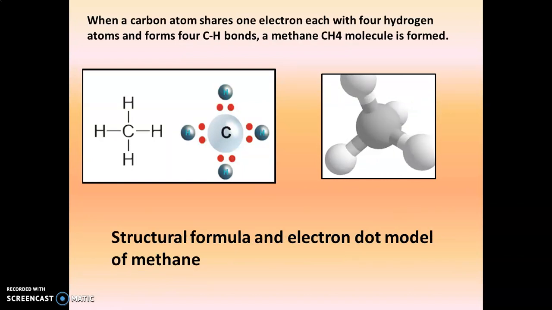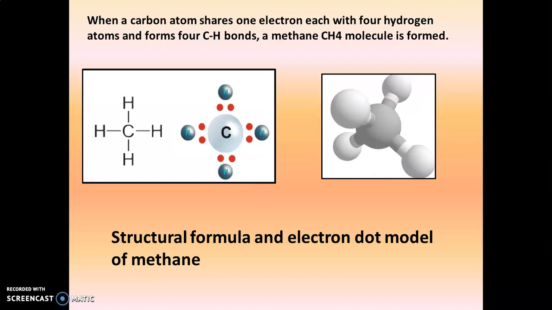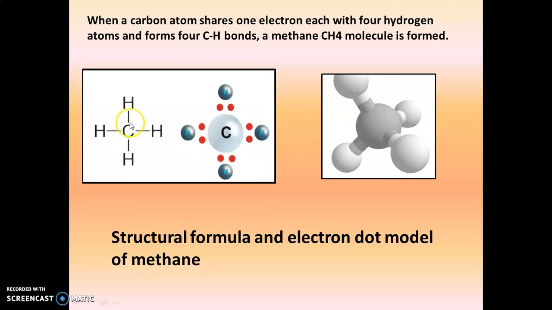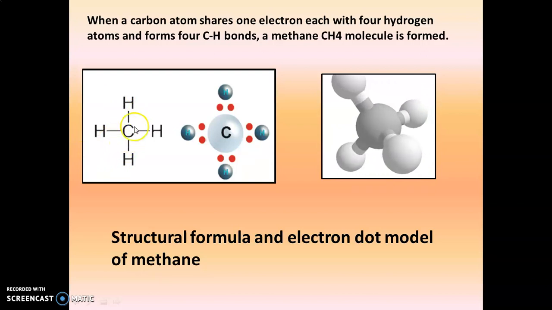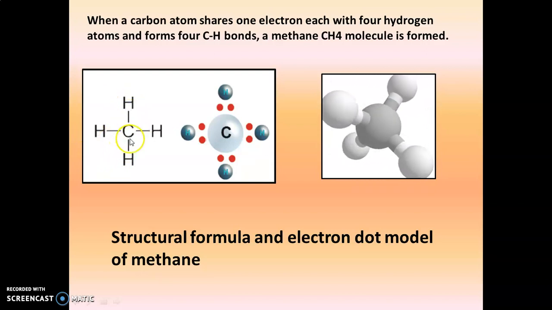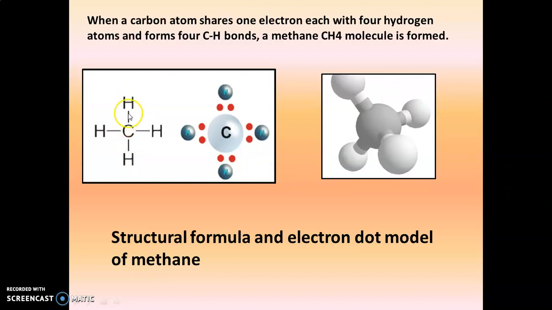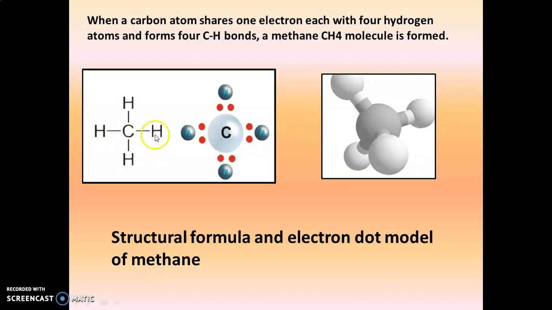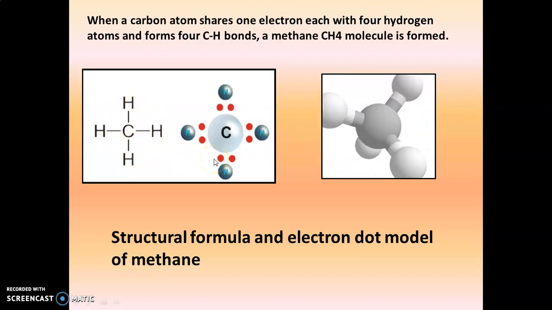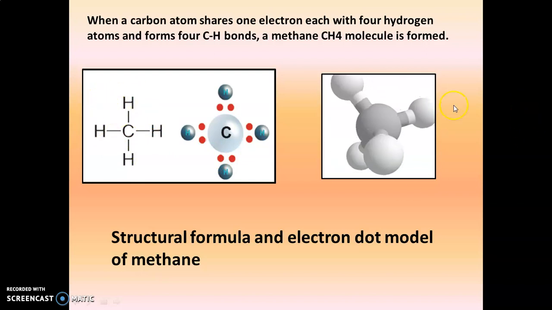When a carbon atom shares 1 electron each with 4 hydrogen atoms and 4 C-H bonds are formed, a methane CH4 molecule is formed. So this is my normal carbon atom. How many covalent bonds can it form? It can form 4. Now you can see here that the carbon has formed 4 C-H bonds. This is 1, this is 2, this is 3 and this is 4, and thus a molecule of methane is formed.